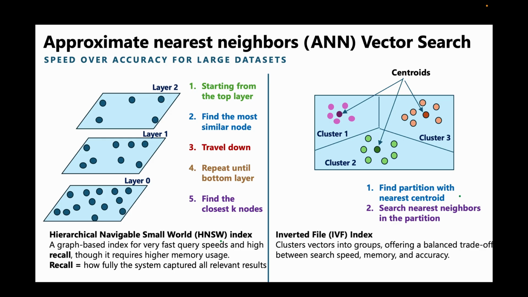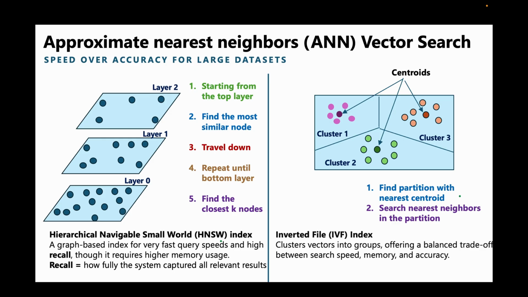The top layer contains very few vectors. You can think of it like a high level map of the cities. Each node or vector acts as a gateway to a broader region of similar vectors. The search starts at this layer because it is fastest to traverse.